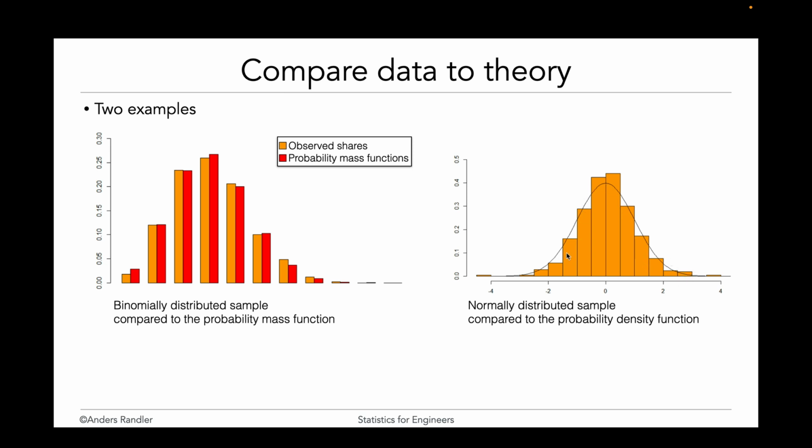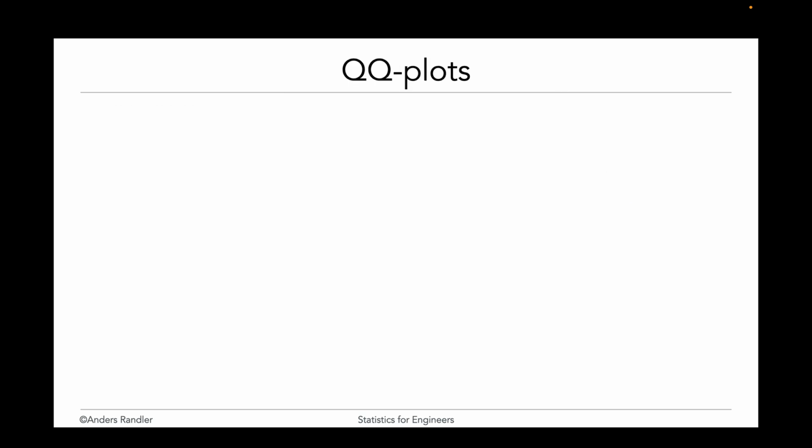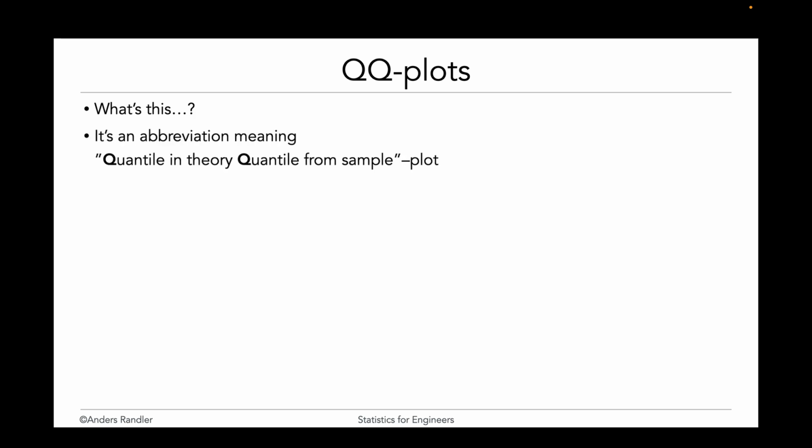And this is the Gaussian curve. And yeah, it kind of lines up, so it's a good idea to use. But what about QQ plots then? What's that? And that isn't too strange, to be honest. It's an abbreviation meaning quantile in theory versus quantile from sample plot.